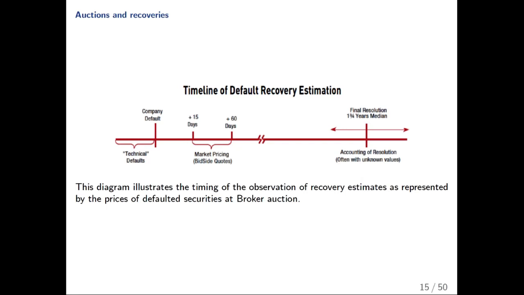In the worst case scenario, this could actually last for many years. I'm going to show some evidence on this in a minute. The typical post-default auction recovery price process takes about 30 days. With difficult default structures, for example, Lehman, it took years for the post-default price of the Lehman bonds to be determined.